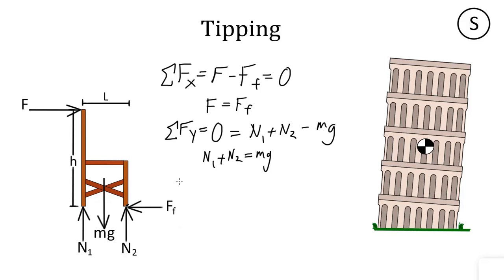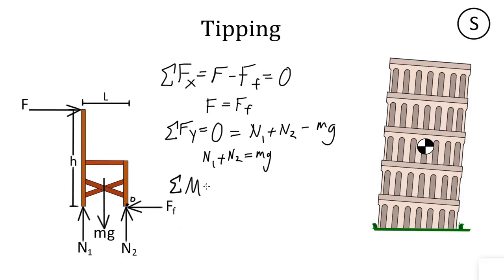So now if we do the sum of the moments, like I said before, we're going to be doing the sum of the moments about this point, which makes sense because it's going to be tipping like this. The chair is going to go like that. You're not going to be rotating around this point, and you're not going to be rotating around this point. You're going to be rotating around this point in particular. And I'm actually just going to call that point O.